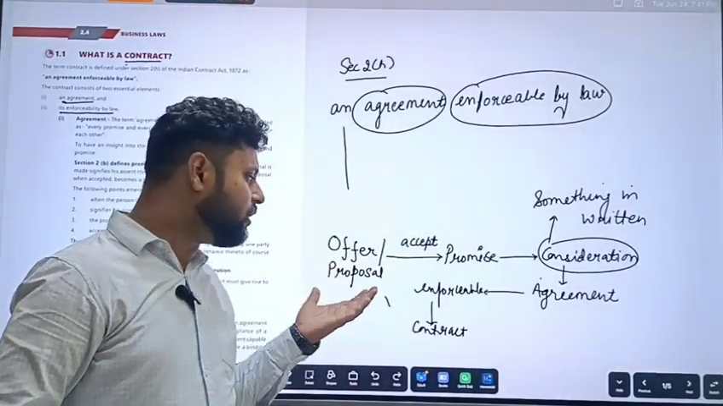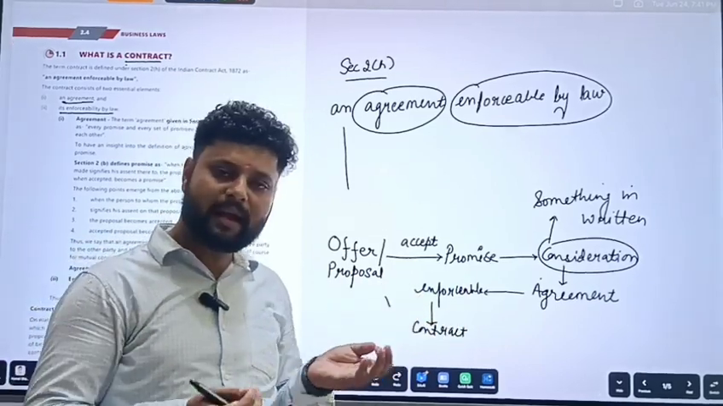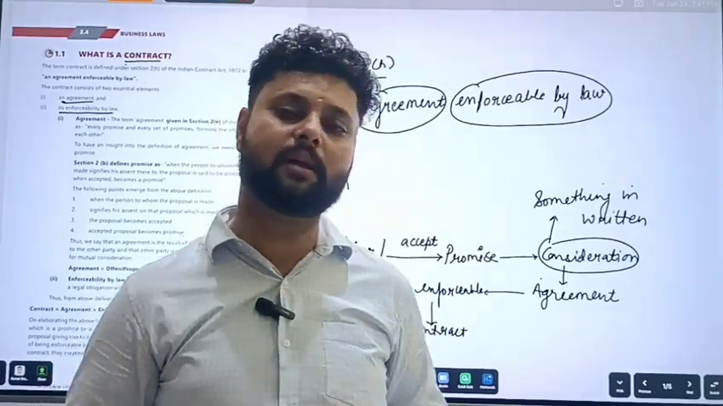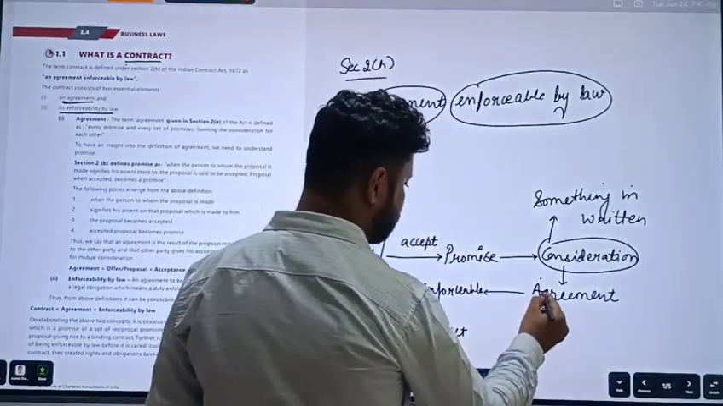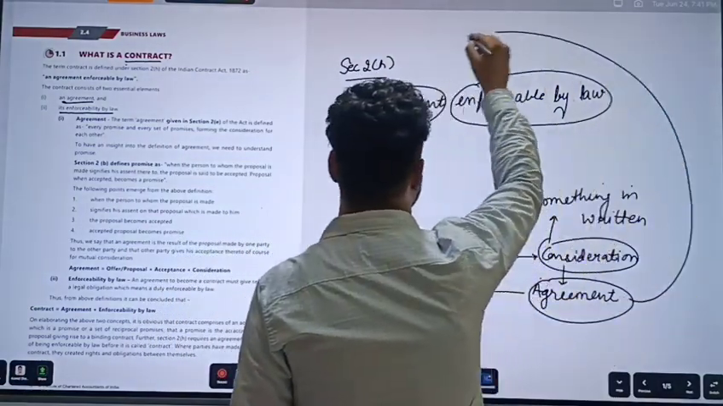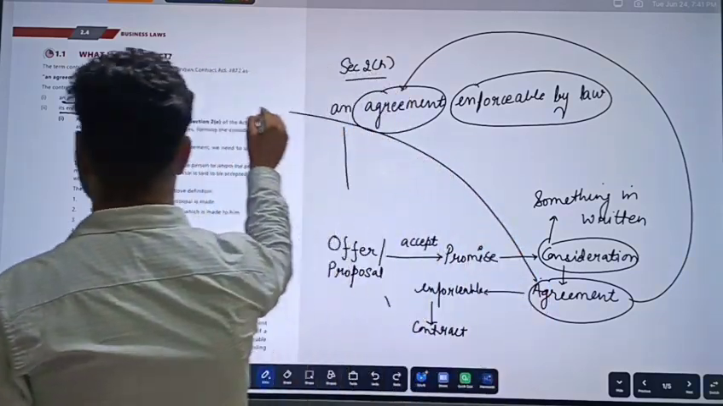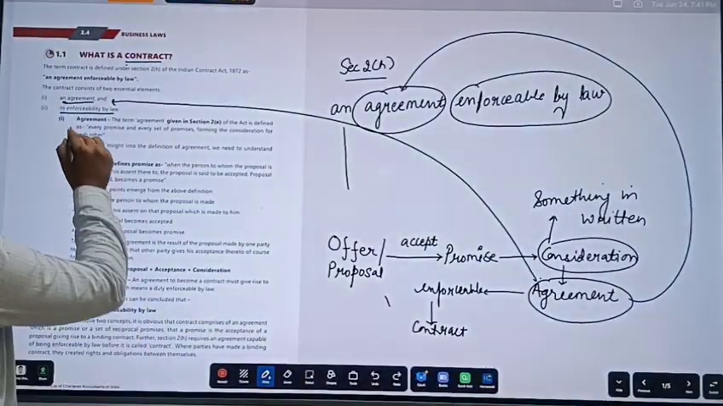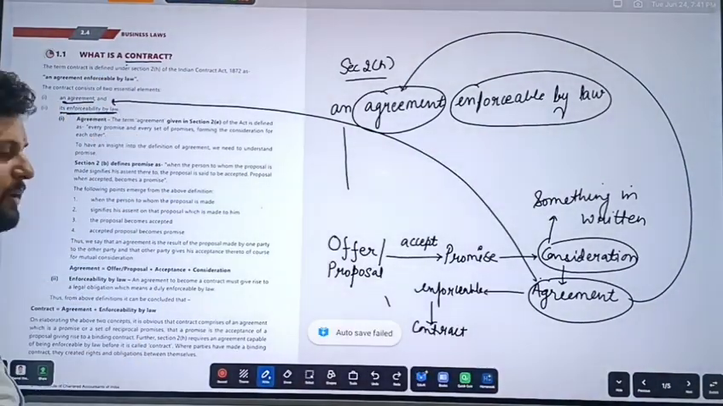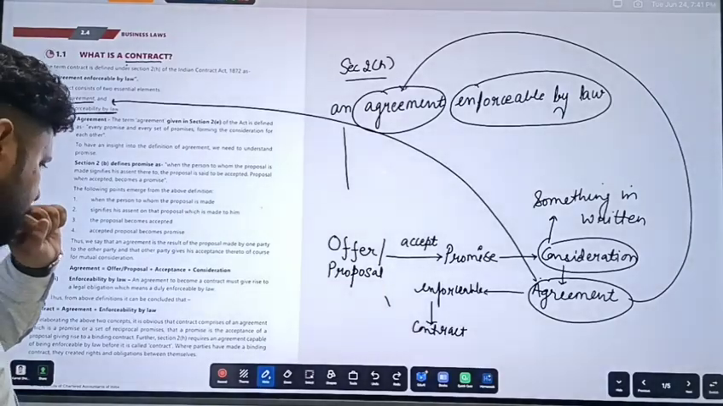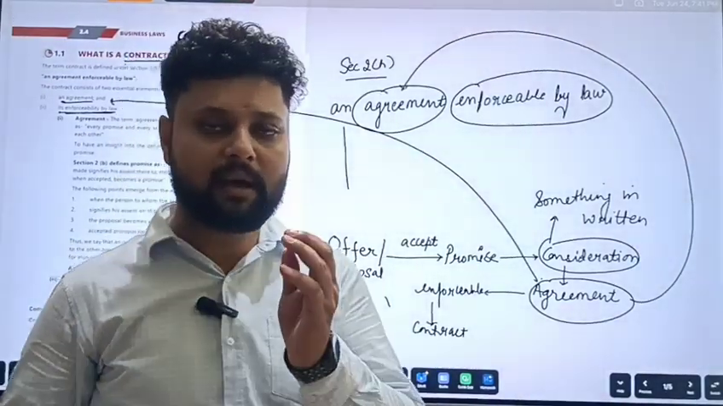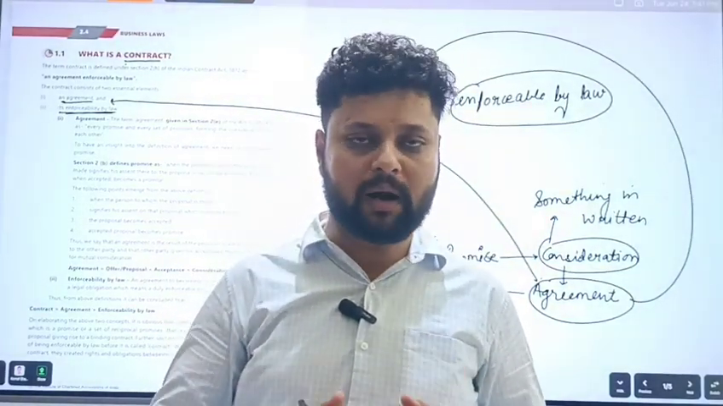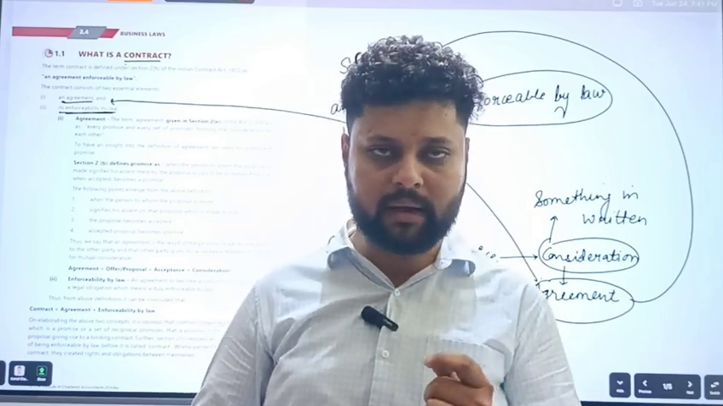Okay. When an offer is accepted, it becomes a promise. When I add consideration into the promise, it becomes an agreement. And an agreement which is enforceable by law is called a contract. Now, what is enforceability by law? Enforceability by law means a contract must give legal obligation. It must create a legal obligation for both parties. Both parties can enforce a contract in court.